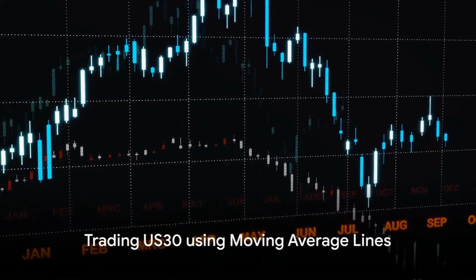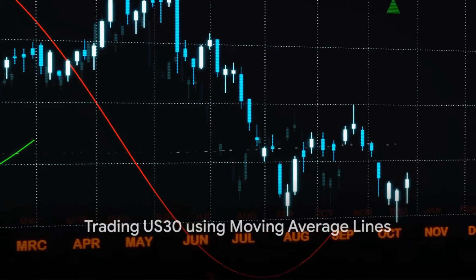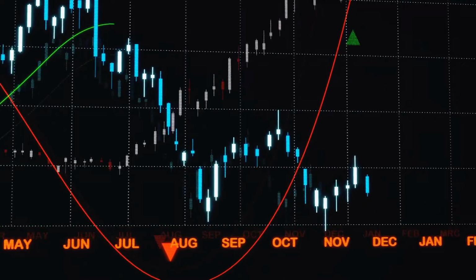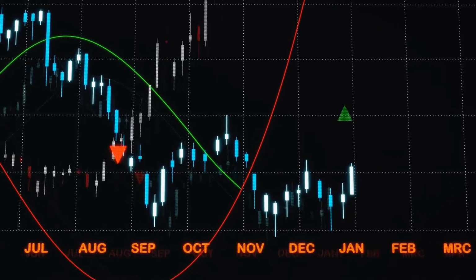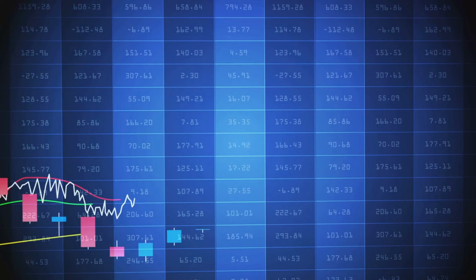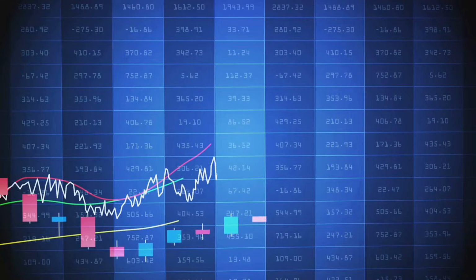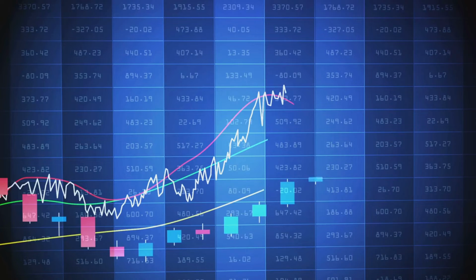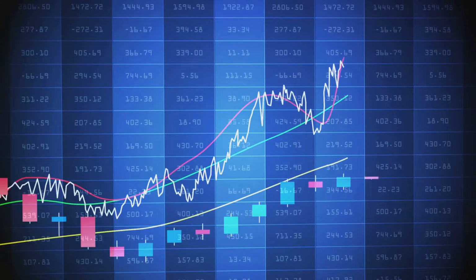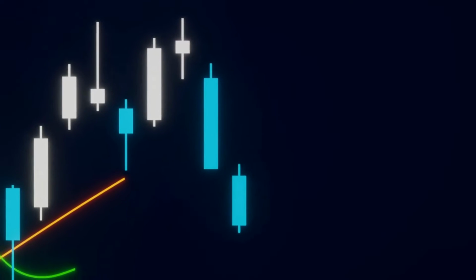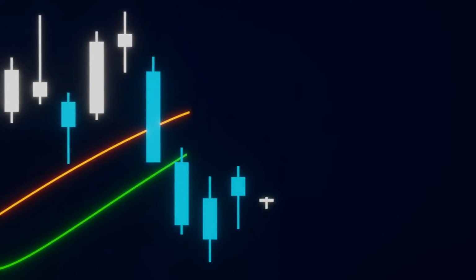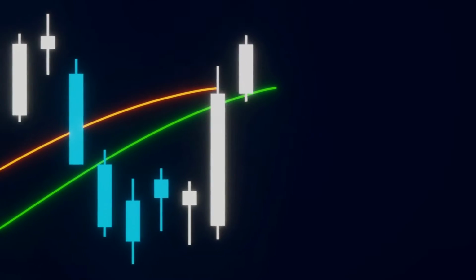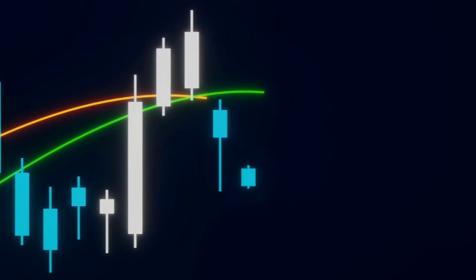One strategy for trading US 30 involves using moving average lines. Moving average lines, or MVA lines, are a popular tool for traders who want to gauge market trends and make informed trading decisions. These lines are calculated by averaging a particular number of data points from the recent past and plotting them on a chart. The result is a smooth line that can help traders identify trends and make predictions about future price movements.